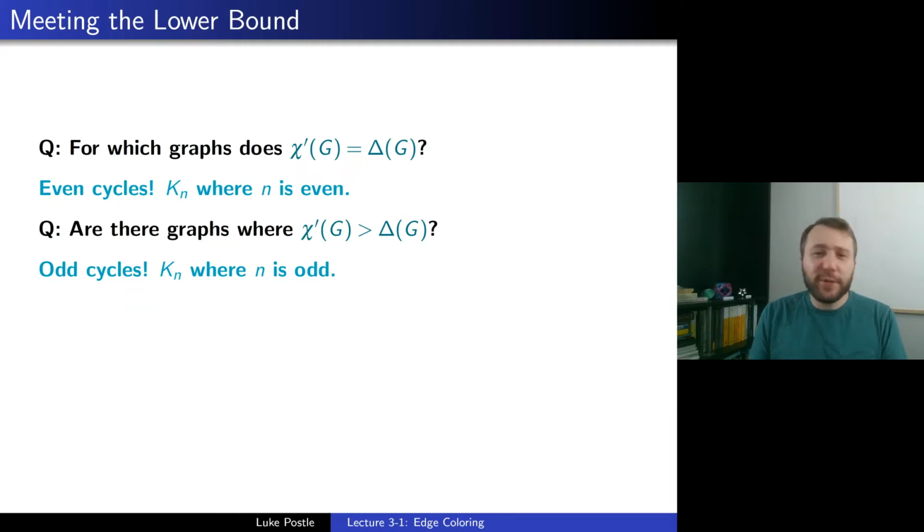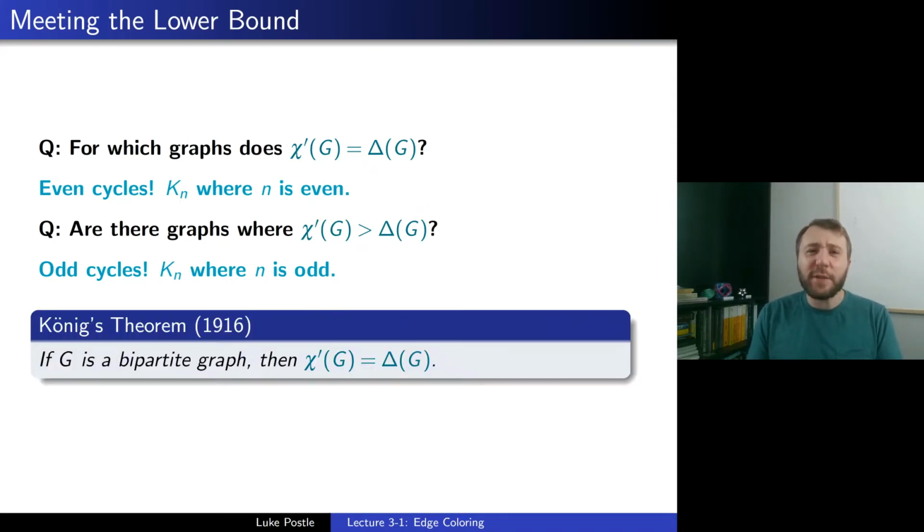So those are two kind of nice classes, even cycles, odd cycles, even complete graphs, odd complete graphs, that show some disparity there. And what about another large class of graphs? It turns out, maybe you've heard this from undergrad graph theory, that if G is a bipartite graph, then chi prime of G is equal to delta of G. So it's not just even cycles, actually all bipartite graphs. So there are more, as evidenced by the even complete graphs, but at least all bipartite graphs satisfy this nice lower bound. So they meet it.